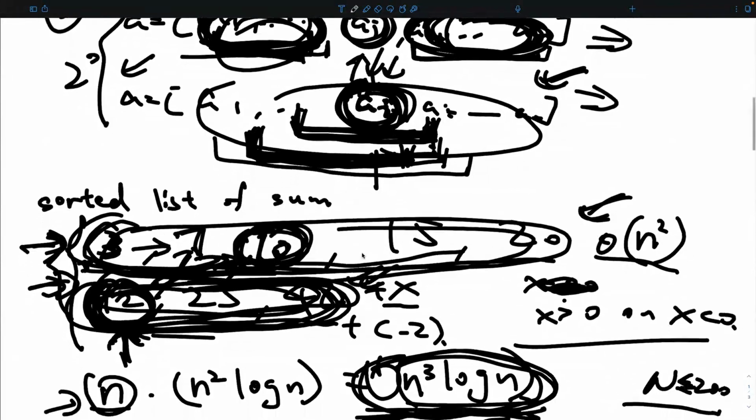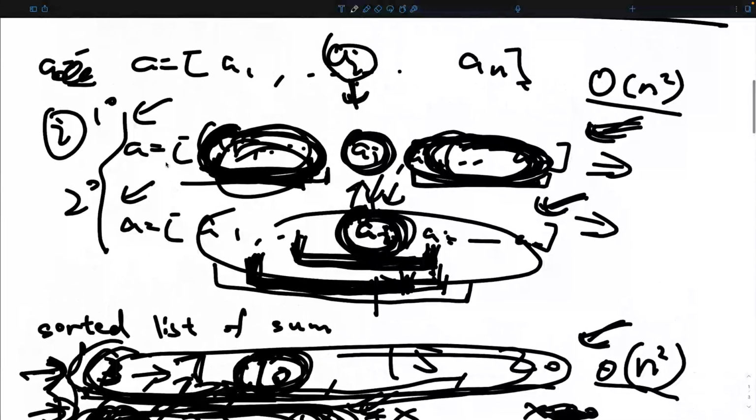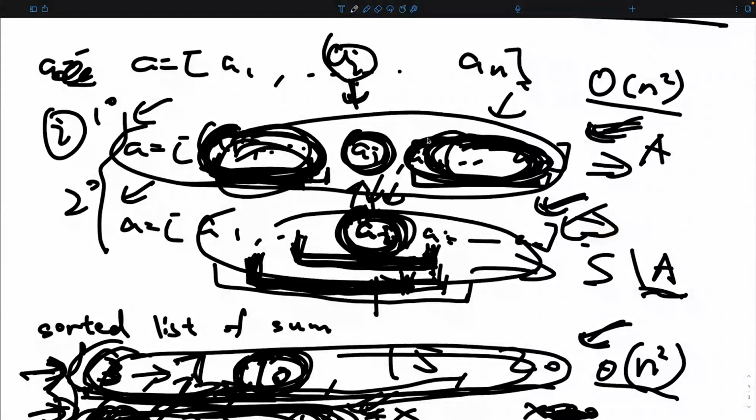So here's the thing. Once you have this set, just to remind you, suppose this is A, and this is all the subarrays S, and set minus A. Essentially all the subarrays that don't belong to A belong to the set below.